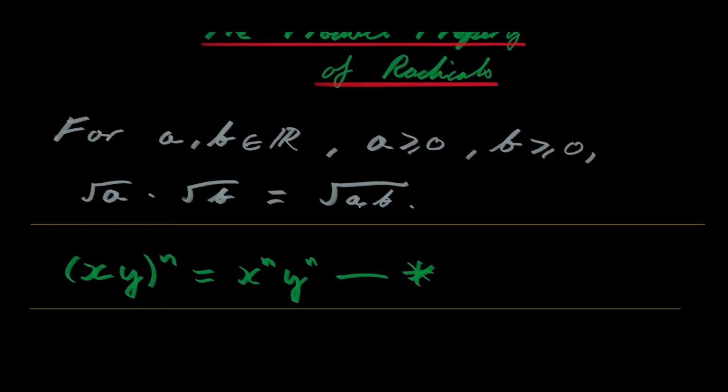For any real numbers a and b, where a is greater than or equal to 0 and b is greater than or equal to 0, in other words, they're both non-negative, then the square root of a times the square root of b is just going to be the square root of the product of a and b. So it doesn't matter whether you found the square root of a and the square root of b individually and multiplied those results, you could have just as well multiplied a and b and then taken the square root of that product.